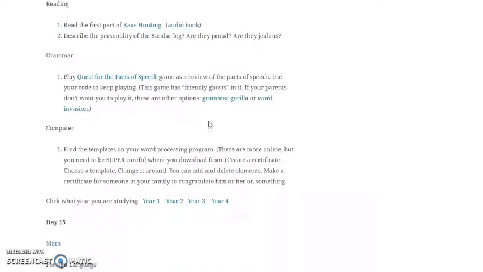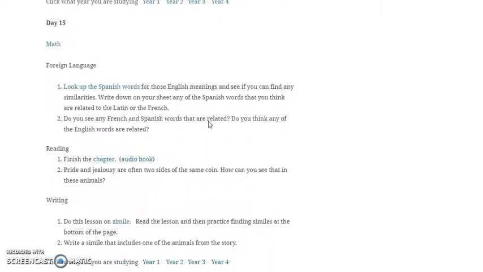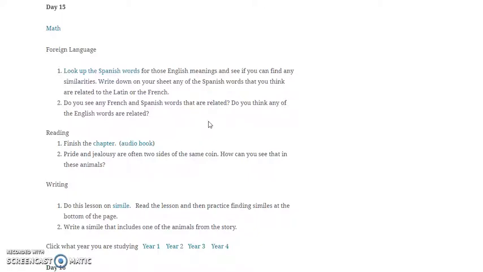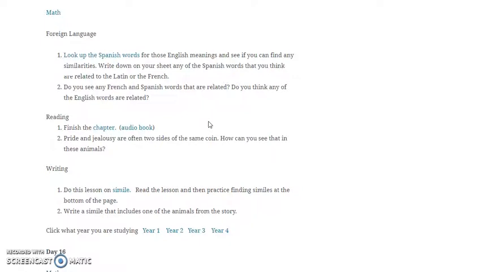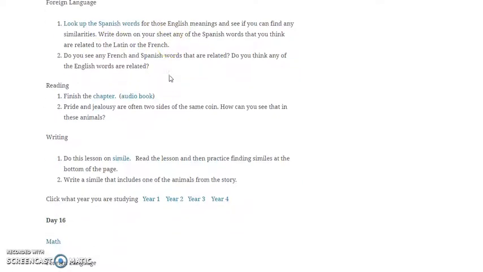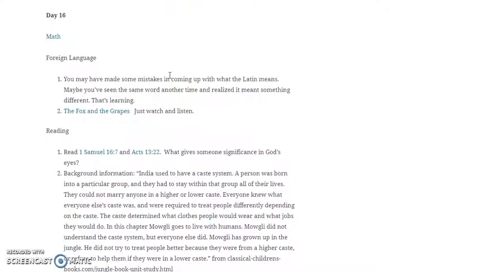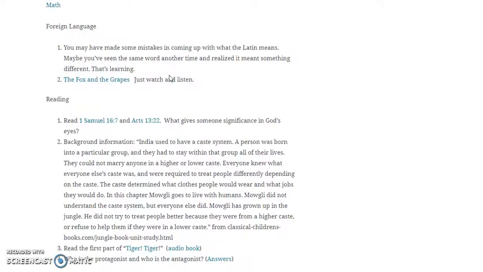I want them to make observations. I don't want them to just look at a foreign word and go, that's foreign, I don't know what that says. Words are related, and there are language families, and they're looking up Spanish words and how they're related to the French and the Latin. I want them to be language investigators, okay?